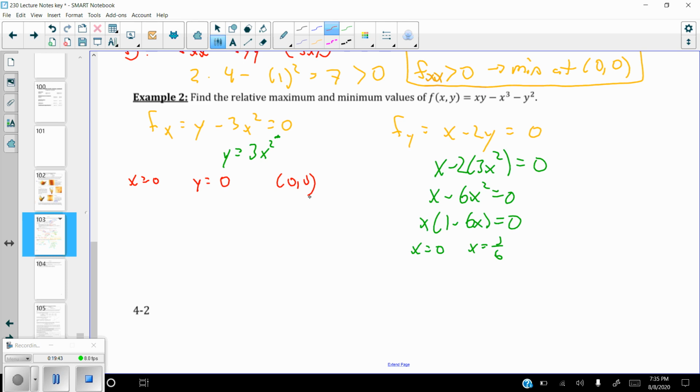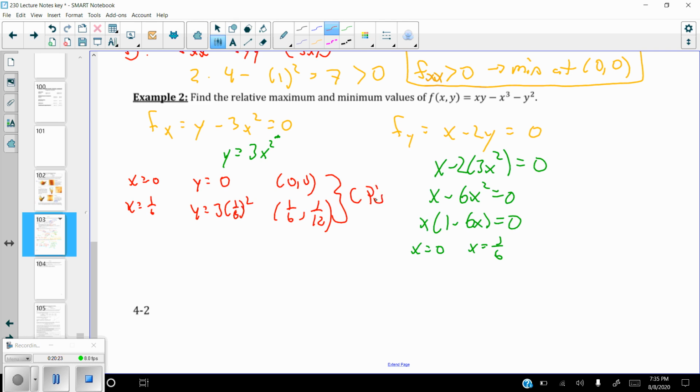The second one is going to be if x is 1/6. So then y is going to equal, I'll write this one out, 3 times 1/6 squared. Be nice if my 6's looked like a 6. And that one's going to be a little bit messier. It's going to be (1/6, ...). Let's see, 1/6 squared is going to be 1 over 36, times 3 is 3 over 36, but that reduces to 1 over 12. So (1/6, 1/12). Both of these are my critical points. So we've got 2 critical points to check now.